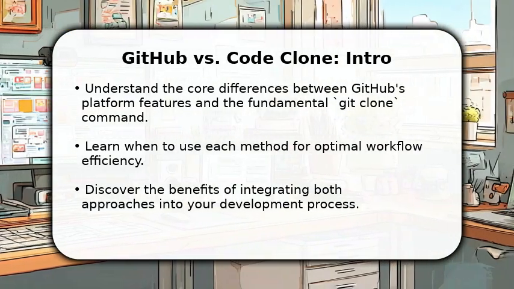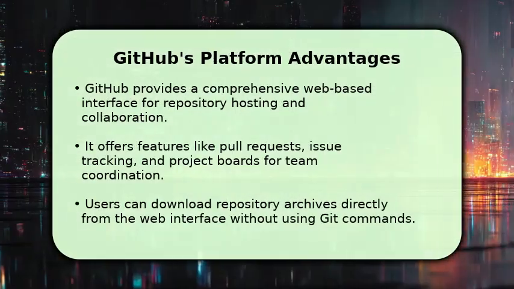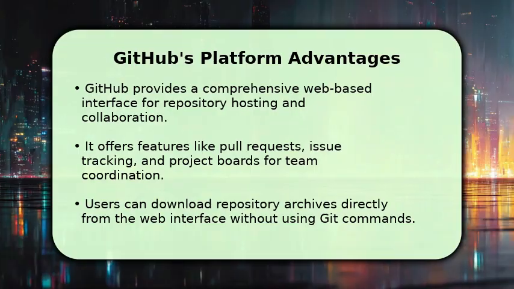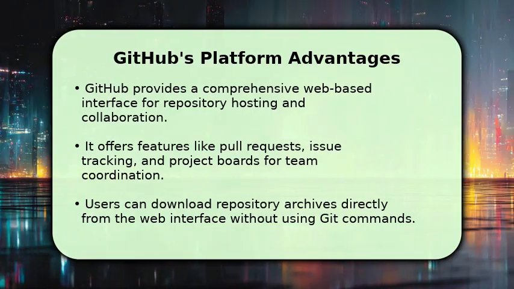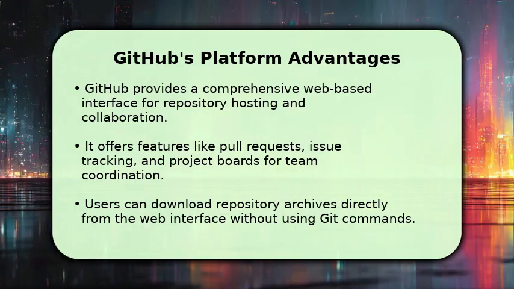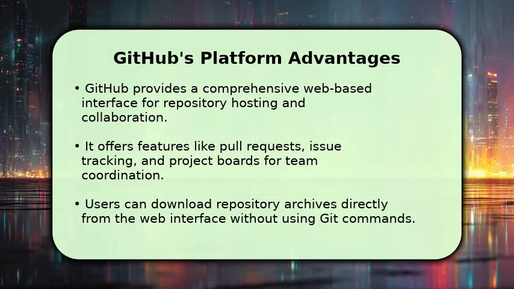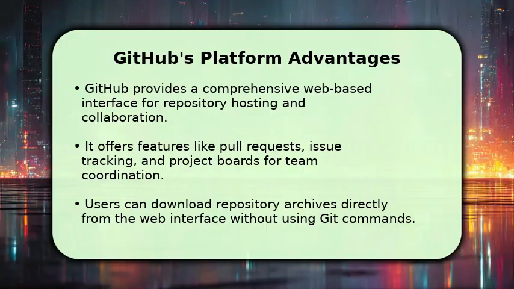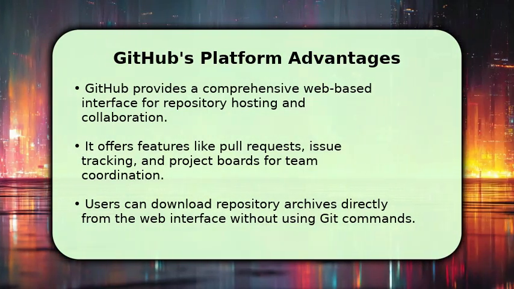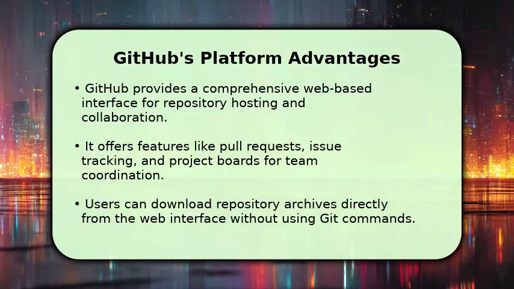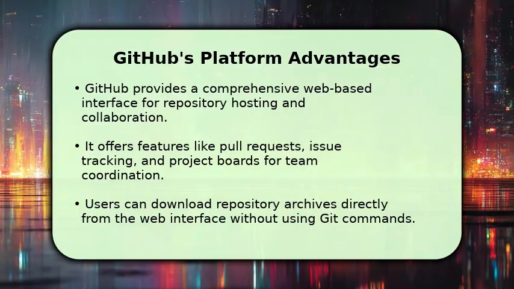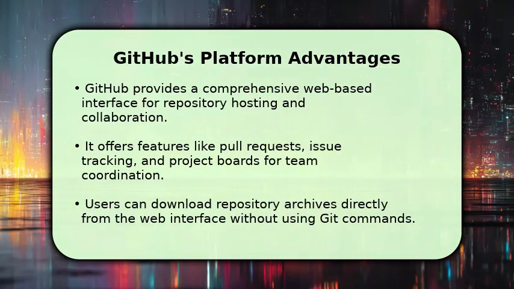GitHub serves as a powerful, centralized hub for version control and collaborative development. Beyond just hosting your code, it offers an extensive suite of tools. Think of features like pull requests for code review, detailed issue tracking for bug management, and project boards for agile planning. You can even download a repository as a zip file directly from the website, offering a quick way to get the code without needing Git installed locally.